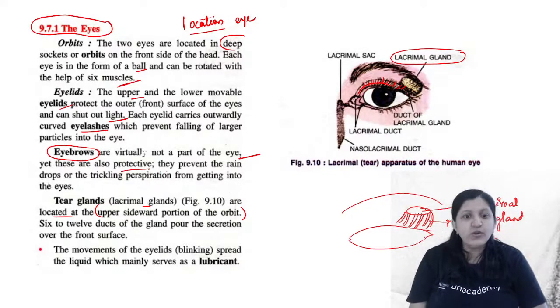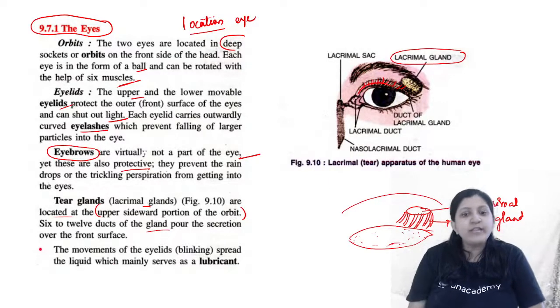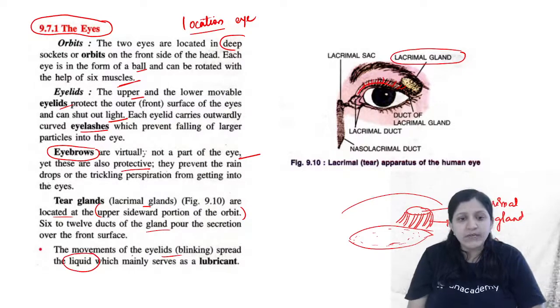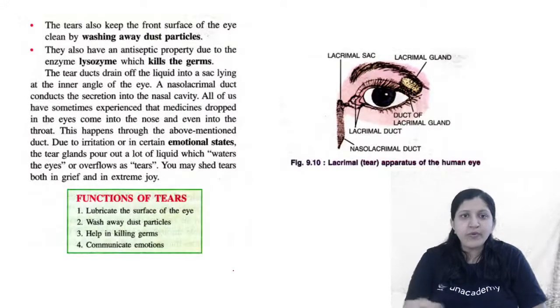So 6 to 12 ducts of the glands pour the secretion over the front surface. This is the front surface now, and here itself the secretion, that is tear, is poured. Then what else is the use of this particular lacrimal gland? Movement of the eyelids, that is blinking. When you are blinking, this tear acts as a lubricant. Whenever the eyelids are moving, they spread the liquid, that is tear, which mainly serves as a lubricant.